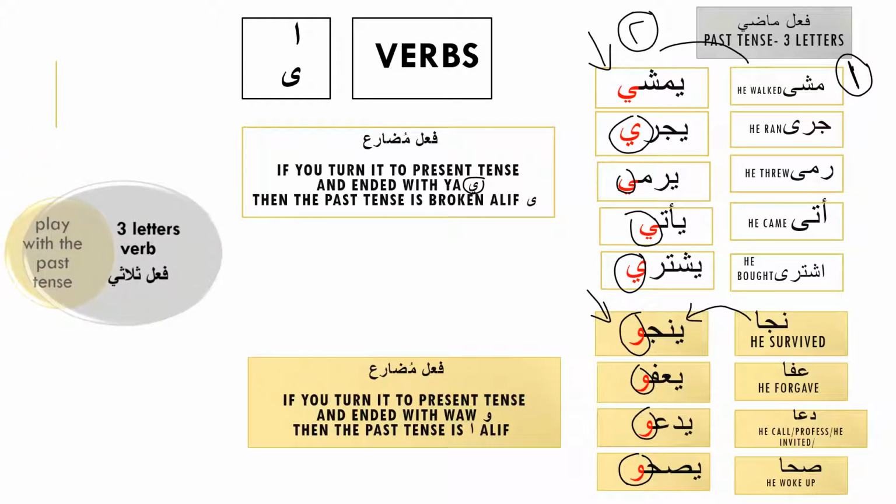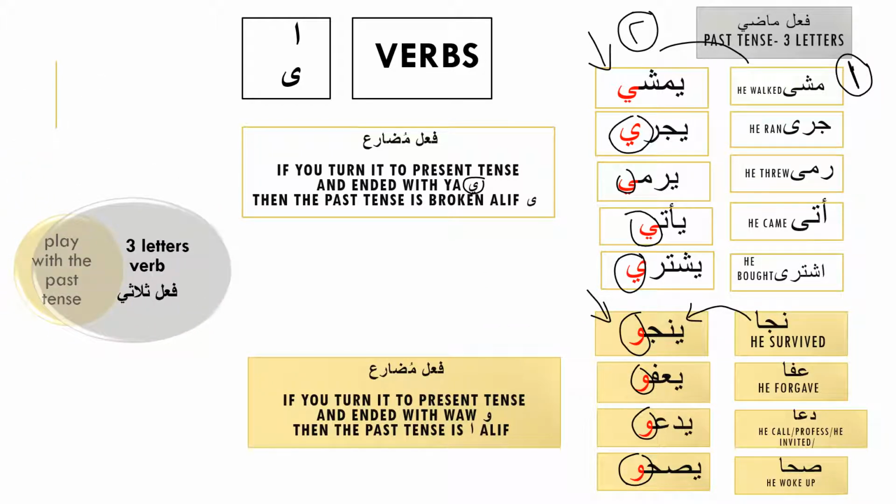So the key here is to go back to the 3 letters verb, past tense, then play with it. Do it as a present tense. If the present tense ends with ya, then the past tense is broken alif. If the present tense ends with waw, then the past tense is alif. This is the easiest way to distinguish between broken alif or alif at the end of the verb.